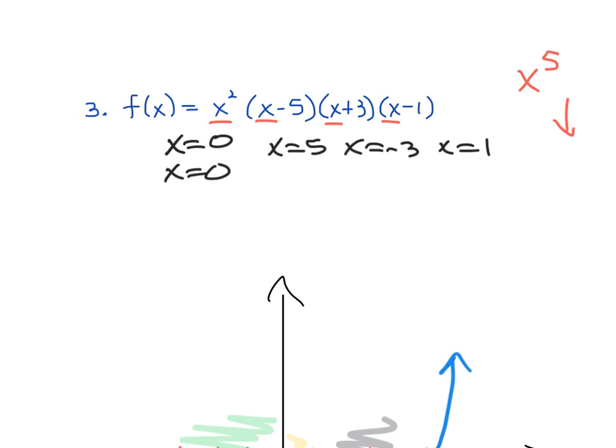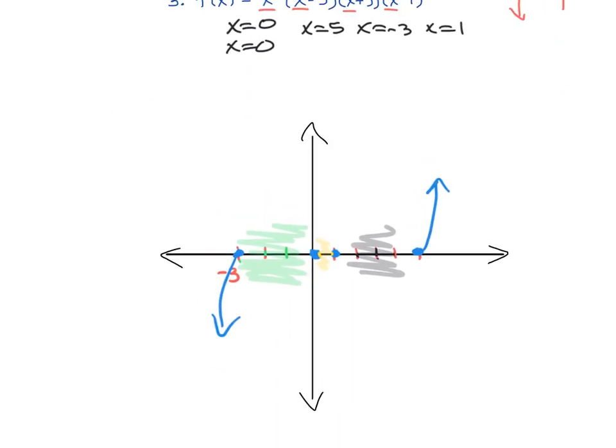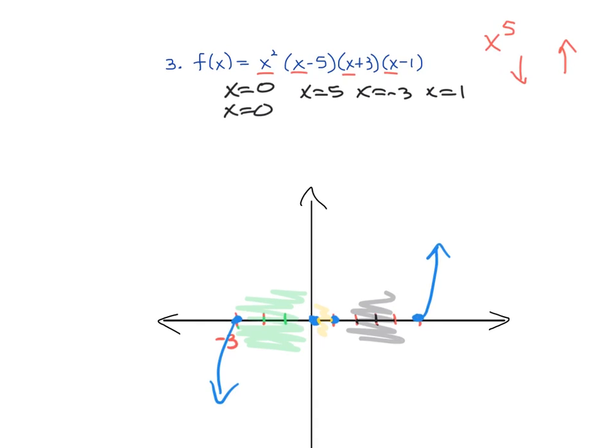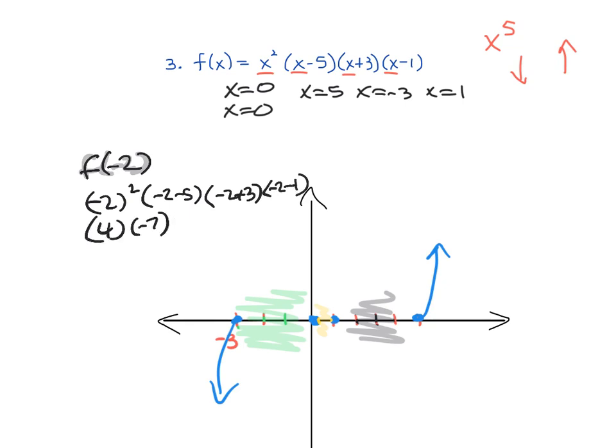Okay. What would we put in the table? So let's plug them in. In the green section, I could plug in negative 1, I could plug in negative 2, and then get another point. I'm going to plug in negative 2. I'm just going to use the factored form, so I'm going to find f of negative 2. I'm going to do negative 2 squared, negative 2 minus 5, negative 2 plus 3, negative 2 minus 1. So 4 times negative 7 times 1 times negative 3, and this gives me positive 84. So when I go to graph this, I'm going to go to negative 2 and then positive 84. Let's just say it's right here. So let's say this ordered pair is negative 2, positive 84.